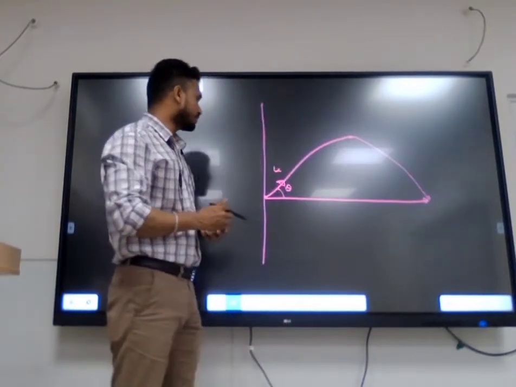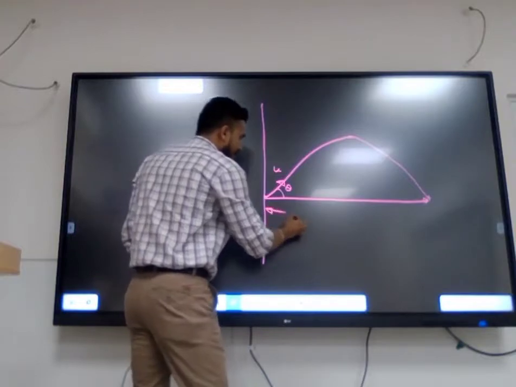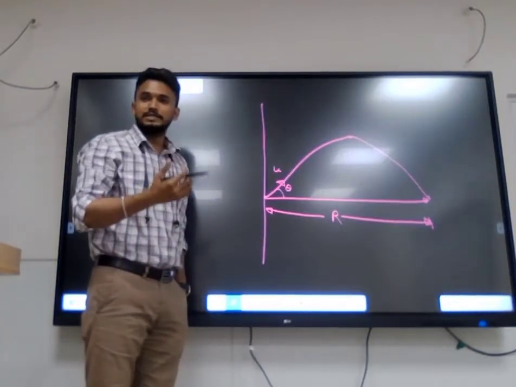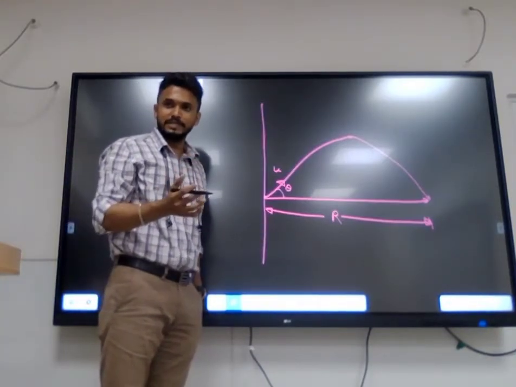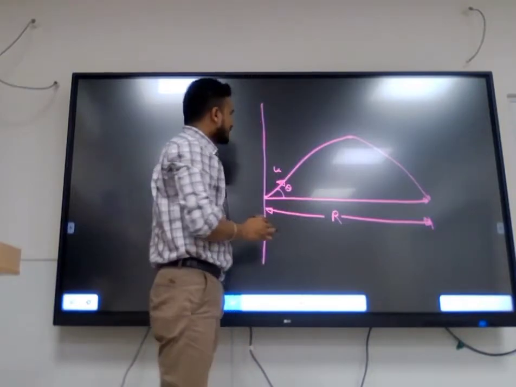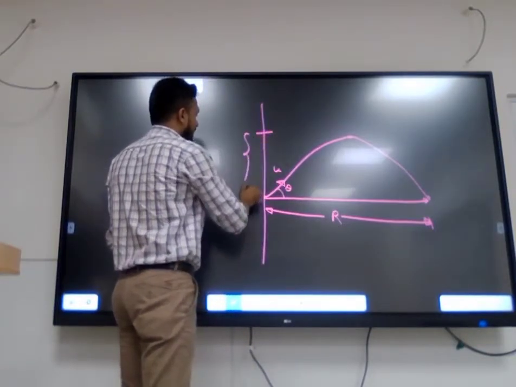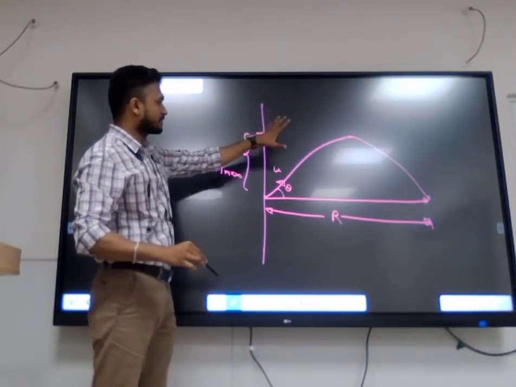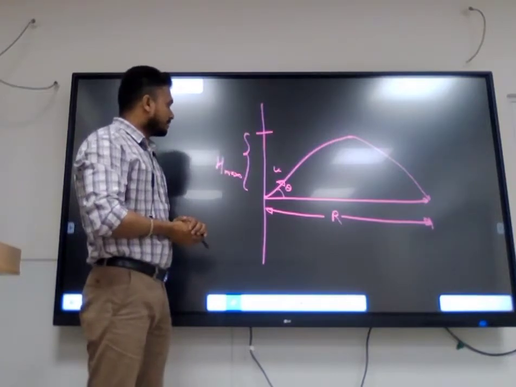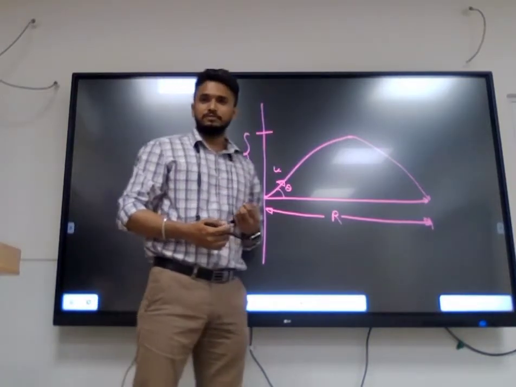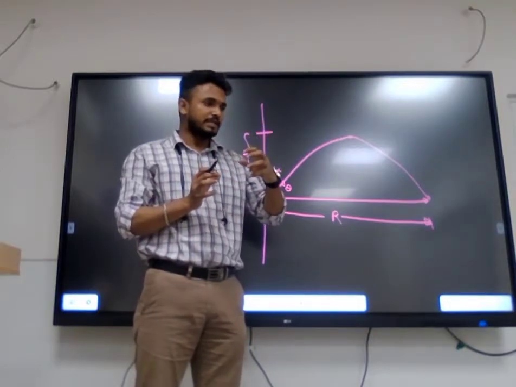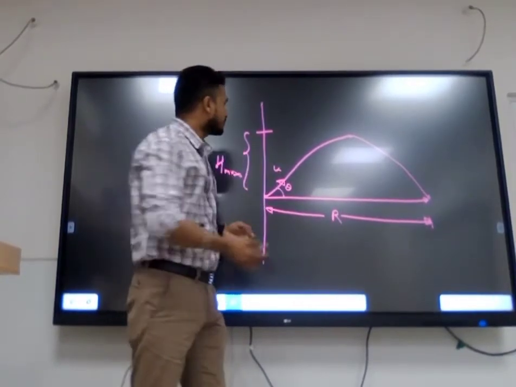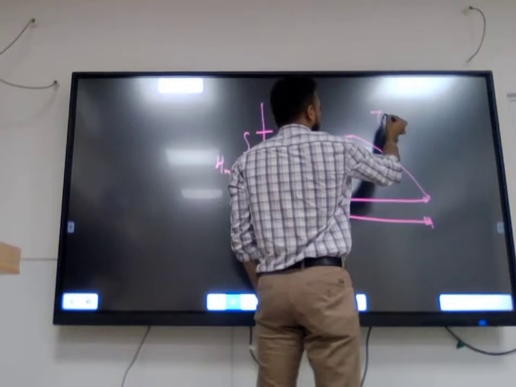In this motion, what are we going to discuss? We are going to discuss the maximum range an object can cover, that is, the maximum horizontal distance covered by an object. At the same time, we can also know the maximum height, that is, h max, which a projectile will cover. Moreover, we are also interested in knowing for how much time it will be in flight, which is called the time of flight.